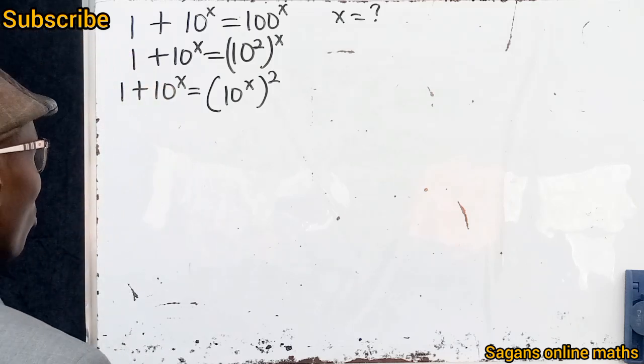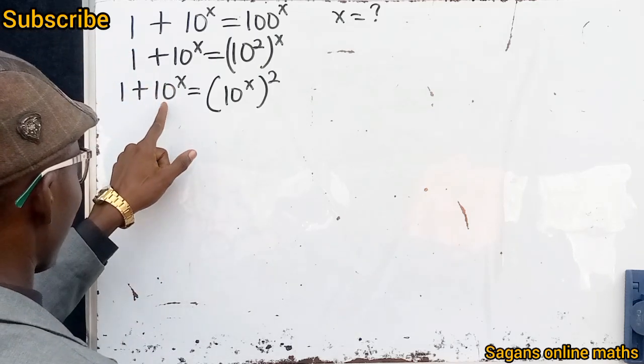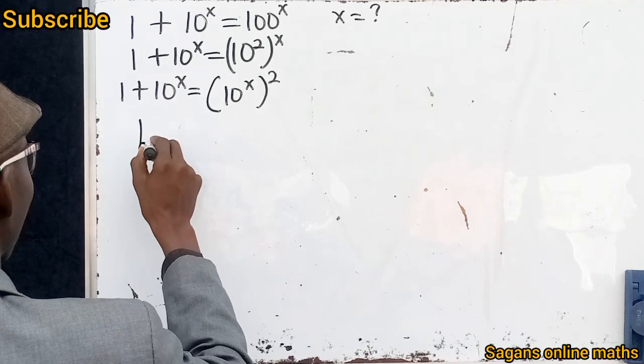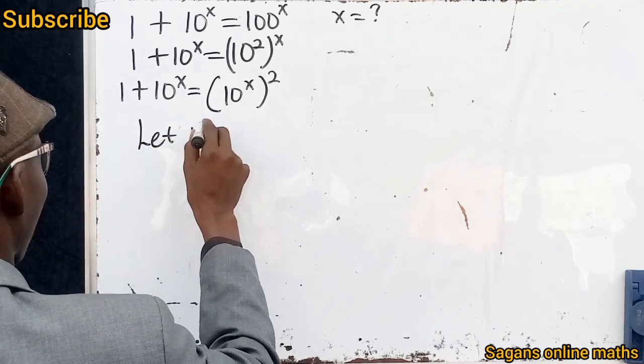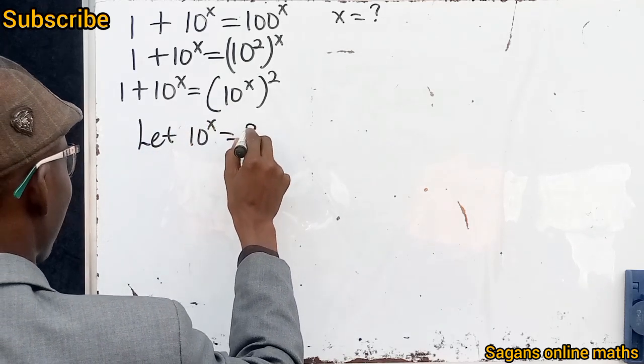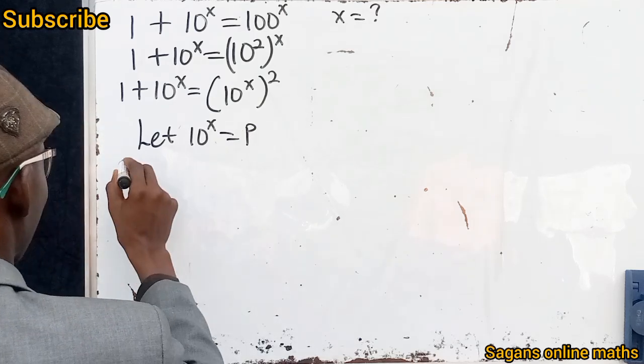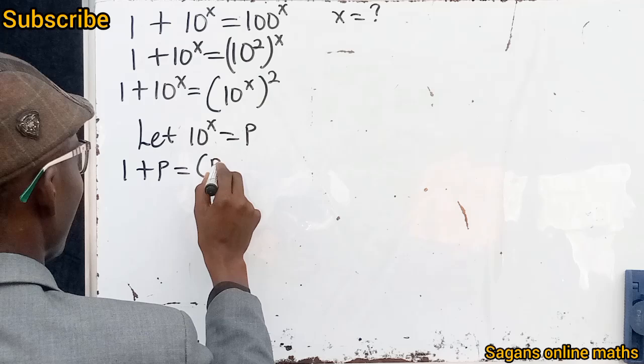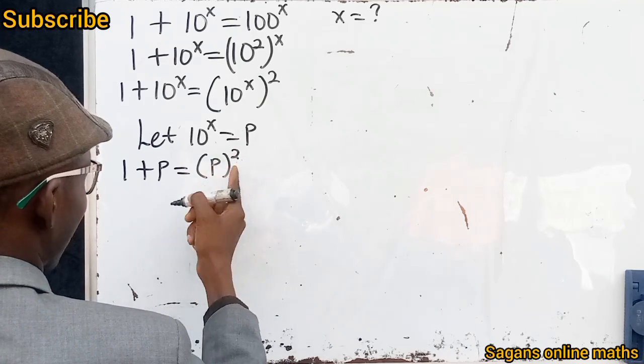Now consider something is common. What is common? Consider we have 10 raised to the power of x here and also 10 raised to the power of x. So we are not wrong if we decide to write, let what is common, which is 10 raised to the power of x, equal to p, because it's common, right? Note that this is 1 plus p equals p raised to the power 2. And this is the same thing as p squared.